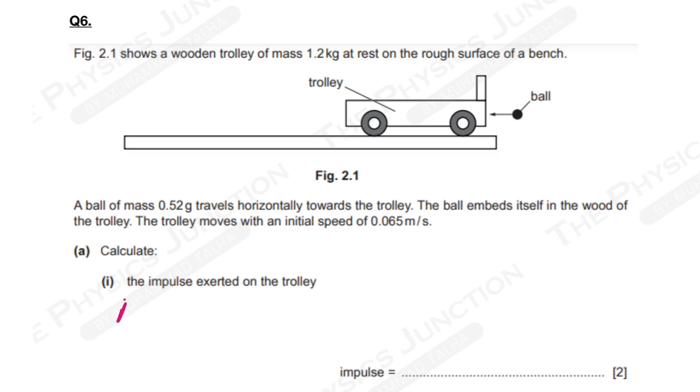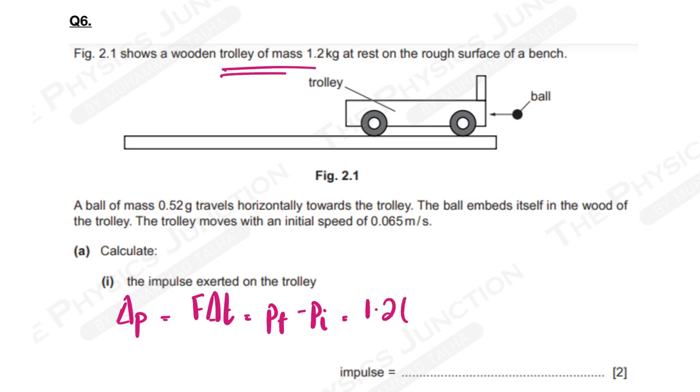So impulse is basically delta P, the change in momentum. We know these two formulas, F delta t or final minus initial momentum. I have no force, I have no time, so I'll need to use final minus initial momentum. I know the mass of the trolley is 1.2, so mass times final velocity. Finally it moves with this, and there was no initial, so it's basically this. So this value turns out to be 0.078.